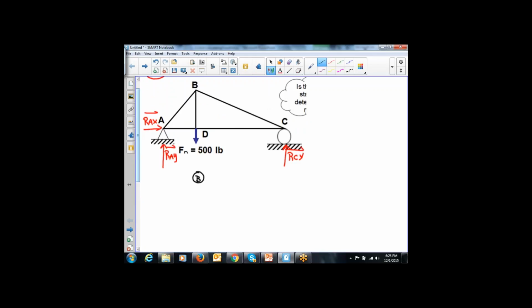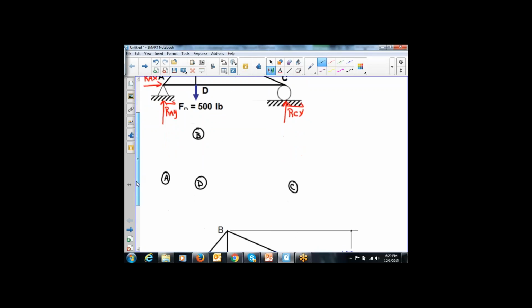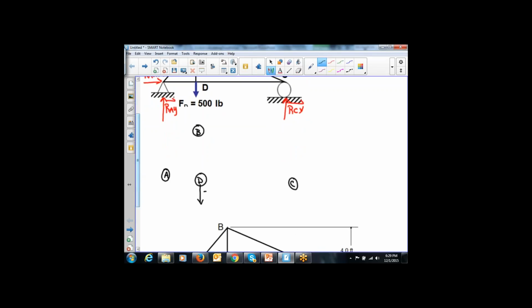So I'll have the kids draw a B with a circle around it representing joint B, an A with a circle around it representing joint A, a C. Notice these are in the locations where we find them on the truss. And right now the only force for sure I know is that there are 500 pounds pulling down at joint D. That's the only thing I know.